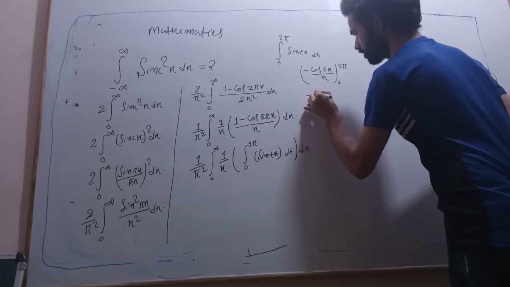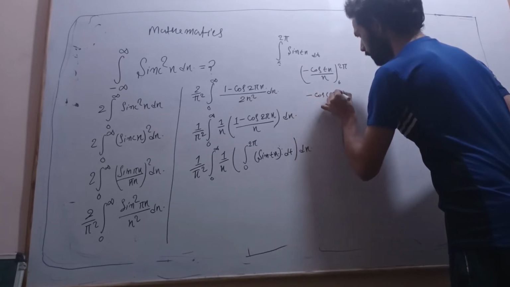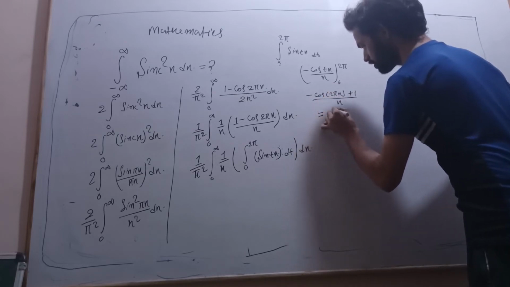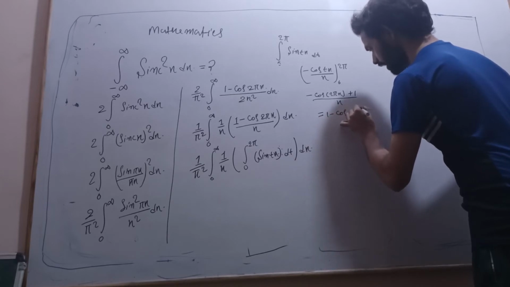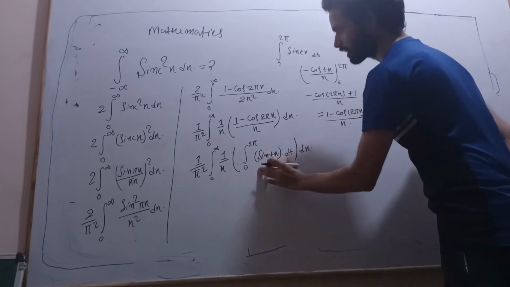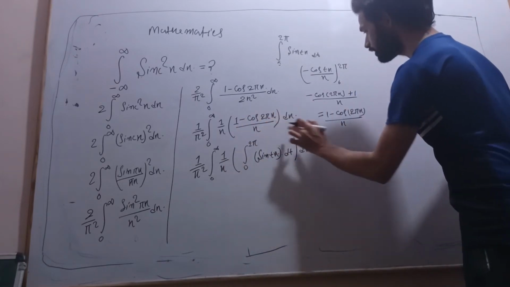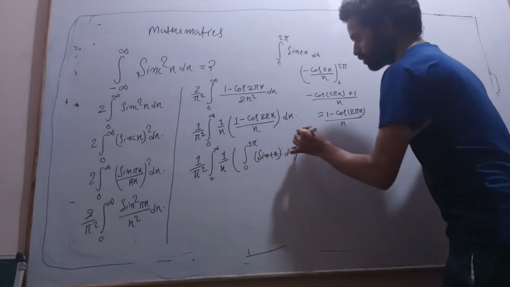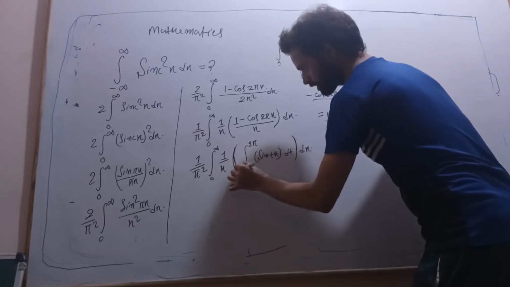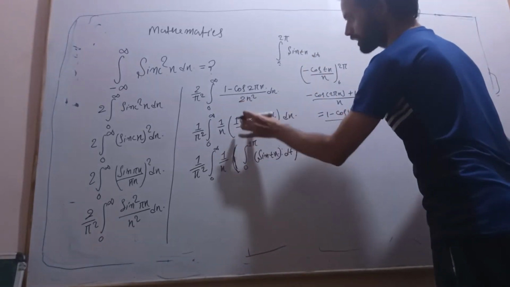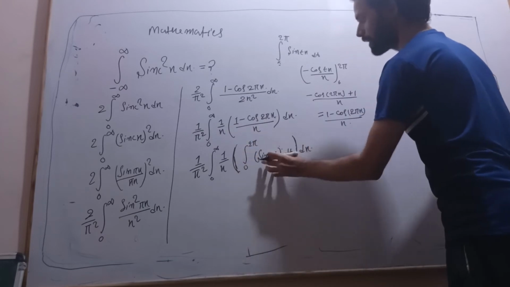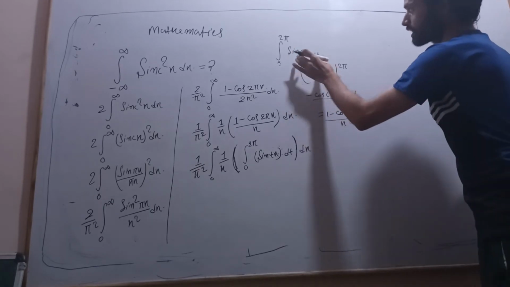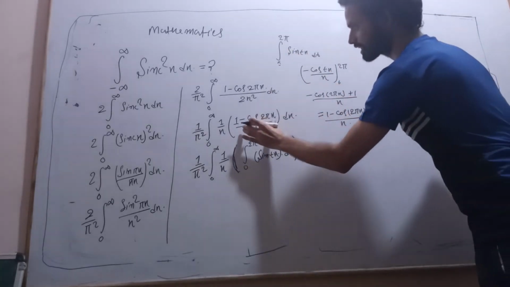So this is nothing but minus cos 2 pi x plus 1, divided by x, which is nothing but 1 minus cos 2 pi x divided by x. Yes, we are getting the same expression, 1 minus cos 2 pi x by x, by integrating this from 0 to 2 pi. Now we can directly put this, the integration from 0 to 2 pi of sin tx dt, as we have proved. The value of this is exactly the same as this.